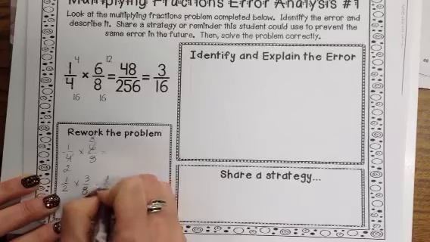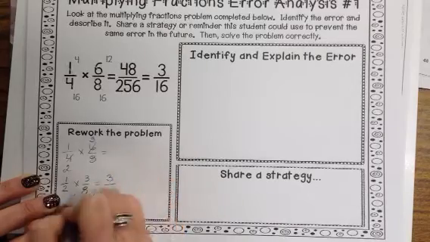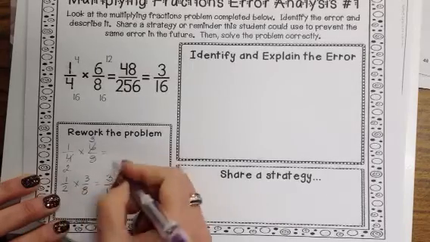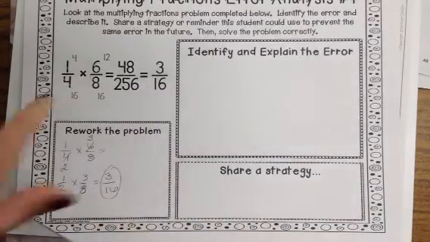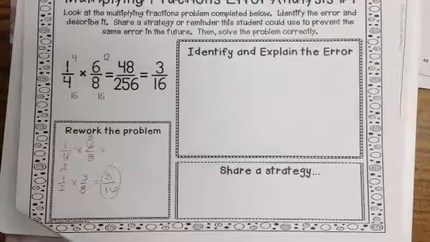And then I multiply across. So 1 times 3 is 3. 2 times 8 is 16. So my final answer is 3/16. And our first person here, the student that worked on this, did get 3/16.